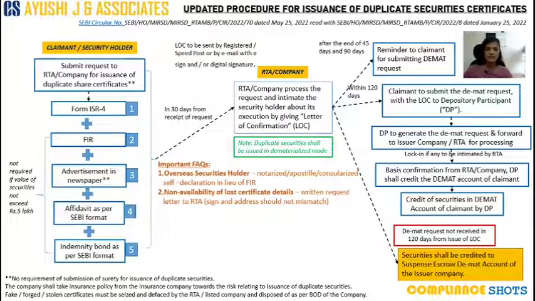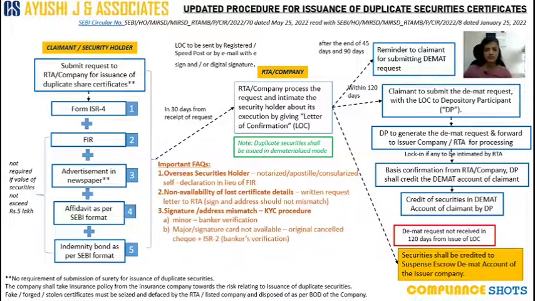What if the certificate number, distinctive number or folio number are not available with the claimant? Then the RTA, upon written request by the claimant holder, shall provide the same only where the signature and address of the security holder match with the RTA or issuer company's records. Now what if the signature or address does not match? The security holder shall first comply with the KYC procedure.